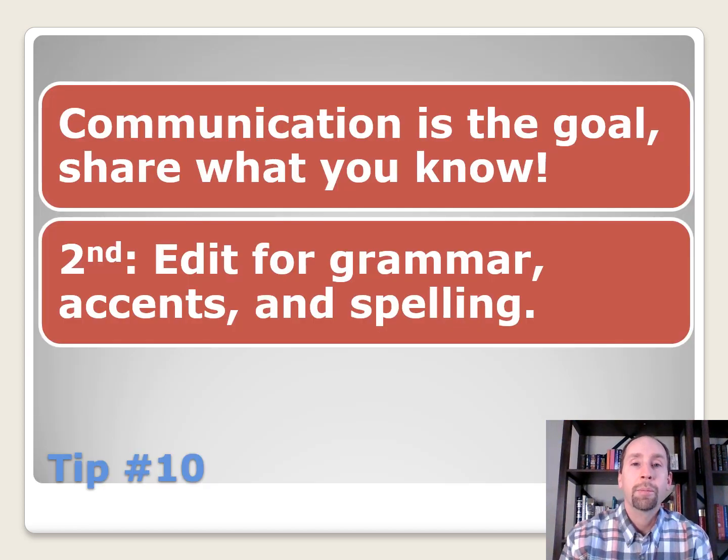Alright, we'll start with tip number 10 and work our way to the most important tip to help you be successful on the AP Spanish Language and Culture exam.